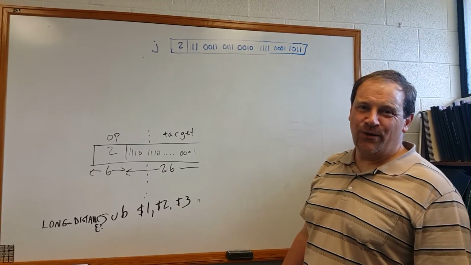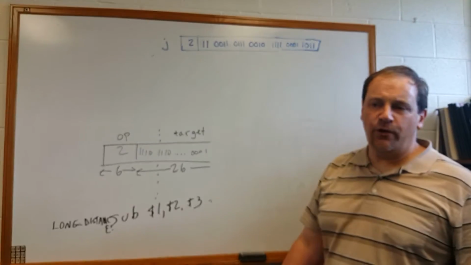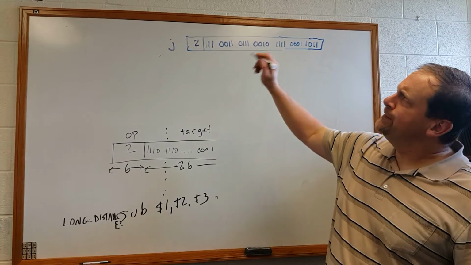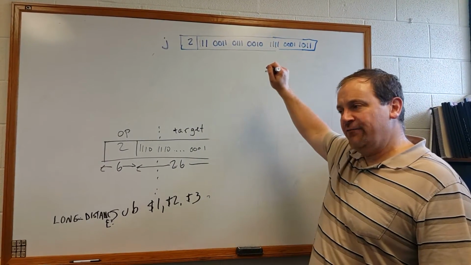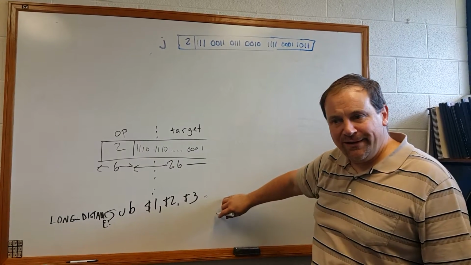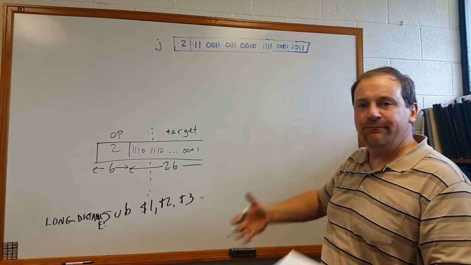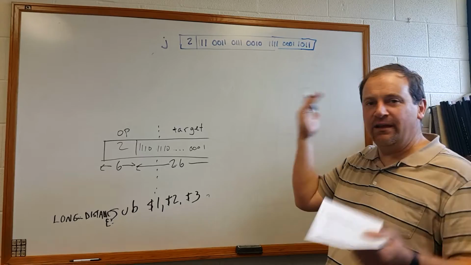All right, now we're going to go in reverse. Now, if you watched the previous video, I think I had a branch not equal 6 and 5, but then when I did the example down here, I said 7.